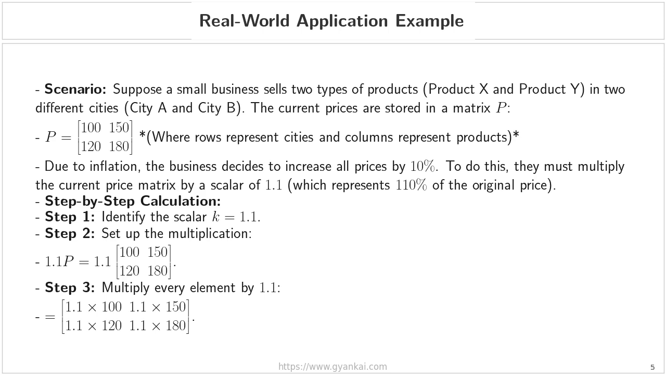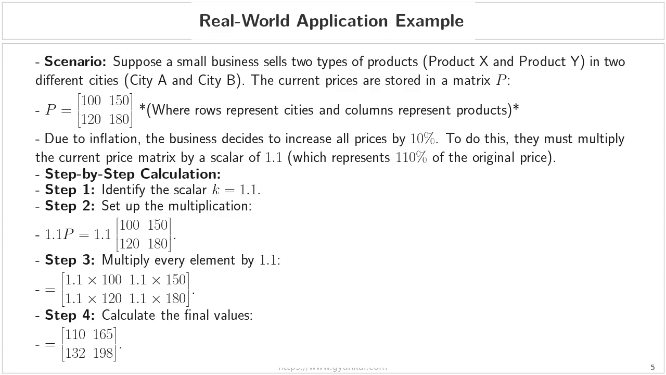This gives us a matrix where the elements are 1.1 times 100, 1.1 times 150, 1.1 times 120, and 1.1 times 180. Finally, in step 4, we perform the actual multiplication to find the final values. This results in a new matrix containing 110, 165, 132, and 198.